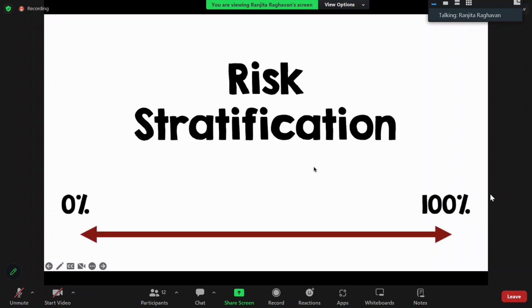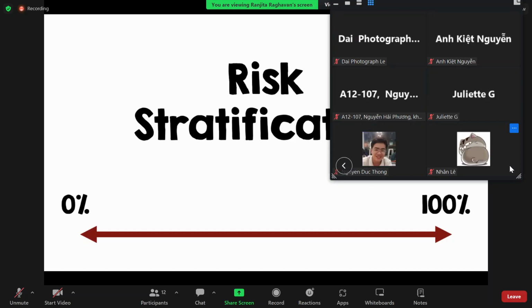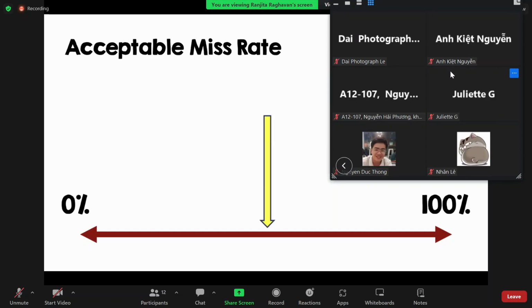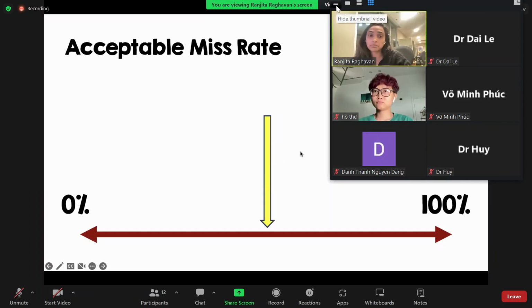So risk stratification is something that's kind of difficult to do. That's why we use things like the HEART score or other types of things to help us with the risk stratification, but it can never actually totally be zero, right? There's always kind of this realm of 0 to 100. And we're going to have some miss rates. That's just part of it.